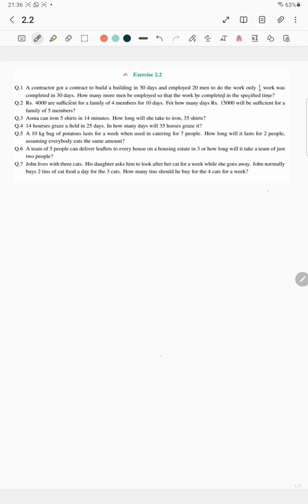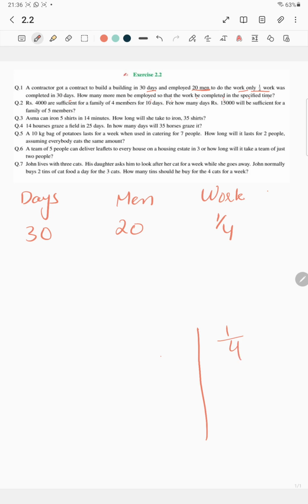Now, first of all, what are the things that we need to write? It's days, it's men, and it's work. There are three quantities. Now, 30 days, 20 men do the work, and how much work was completed? 1/4.